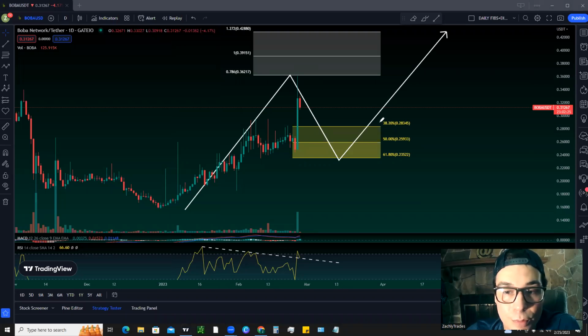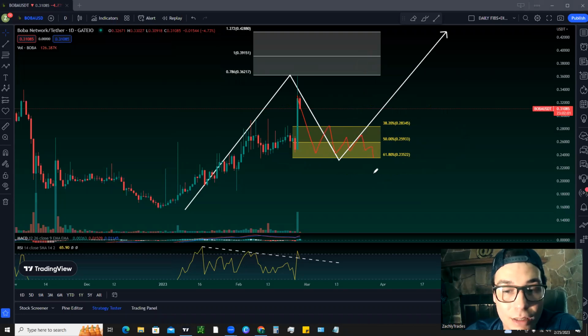Now, those levels specifically are going to be 0.28345, 0.25933, and 0.23522. Above these levels, we're going to be bullish and looking for a possible trend continuation. Now, if we come down, consolidate, and break through our 61.8 level at 0.23522, then we're going to be bearish below there, right?